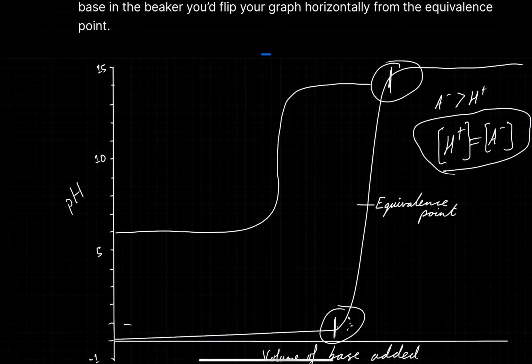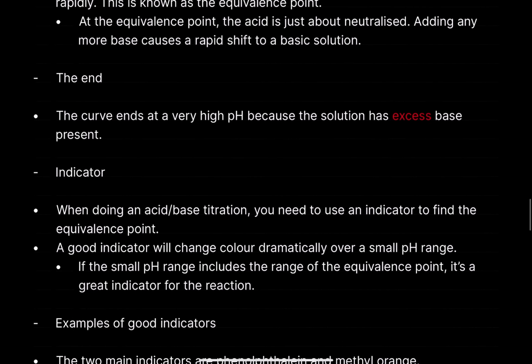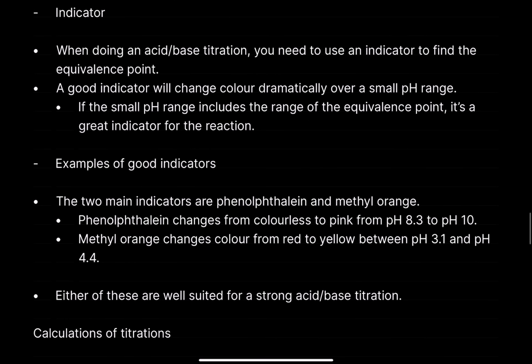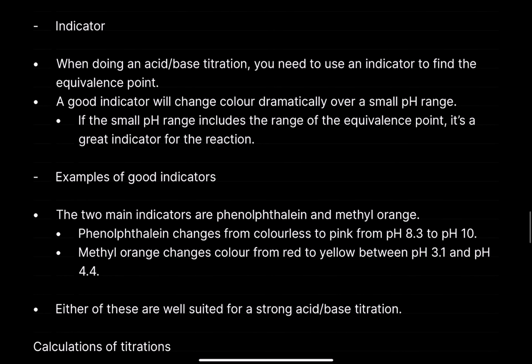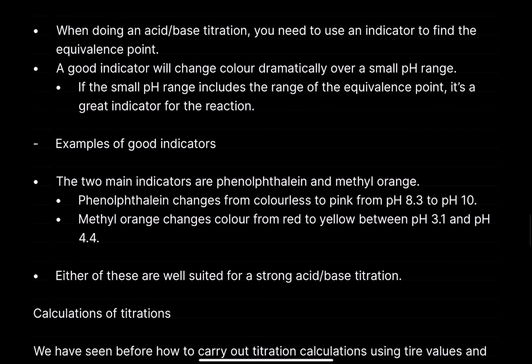You can say 7 to, well, 8 to 12. 8 to 12 is a good indicator, right? And there's two main ones that you should know, but there are plenty of examples. But there's the two main ones that you need to know. So the two main indicators are phenolphthalein and methyl orange. Phenolphthalein changes from colorless to pink when it's anywhere from 8.3 to 10.